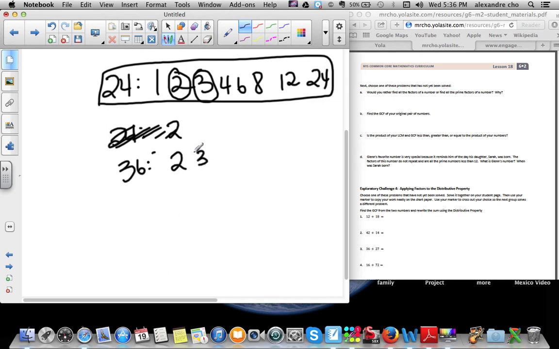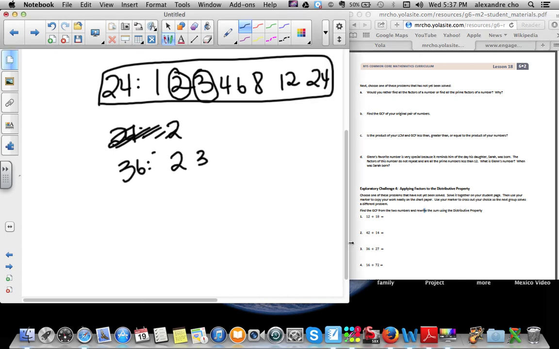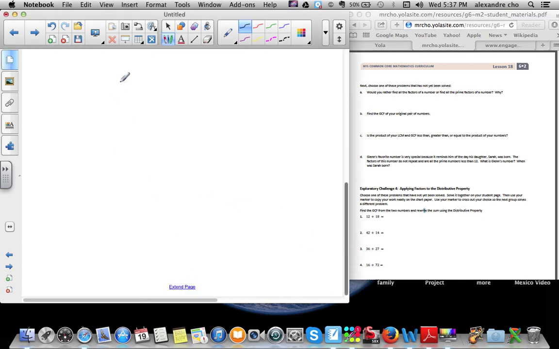Okay? B, find the GCF of your original pairs of numbers. I have no idea what that is, so we're not going to do that. Hopefully you didn't go crazy on that. And then, is the product of your LCM and GCF less than, greater than, or equal to the product of your numbers? Okay, when you have a question like this, and they have no numbers, and it's just a question, take two numbers.